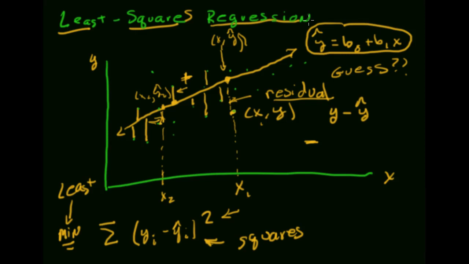Now, one of the nice things is that your calculator actually does this for you. If you have a data set in your calculator, and we're going to see this in class, it will actually come up with the regression line for you. Now, let me bring up a new picture and talk about some of the limitations of this.